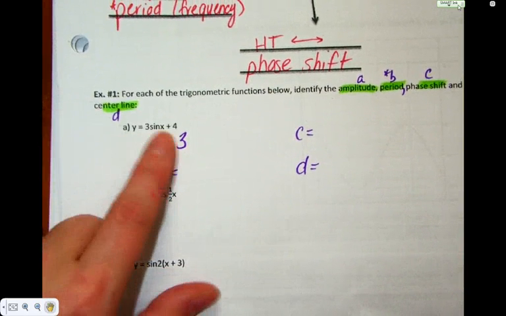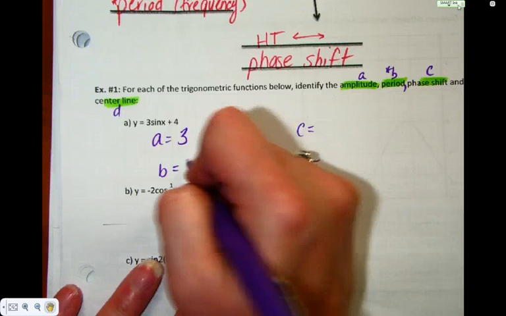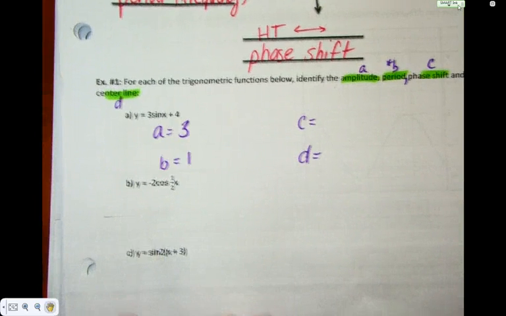The B value is tucked in between the sine and the x, and sometimes they're brackets, sometimes they're not. We get lazy with that. Is there a number between sine and the x? Well, there is. We just don't see it. So we know that the B value is 1.